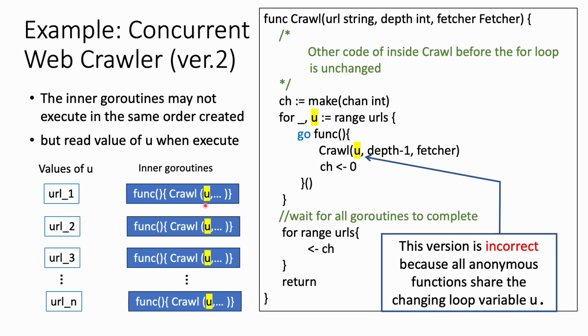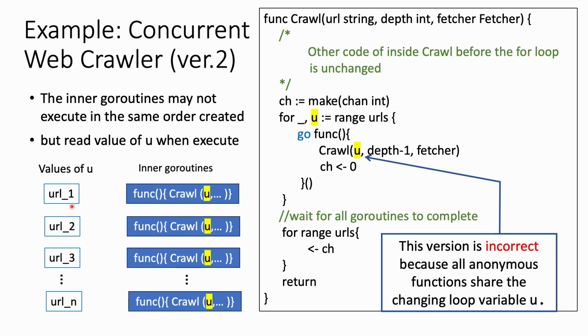Therefore, by the time an inner goroutine starts executing the anonymous function, the for loop may have updated u and started another iteration or finished entirely. As a result, many of the inner goroutines may end up using the same value of u.